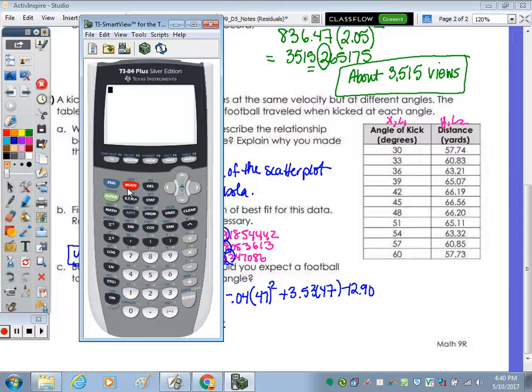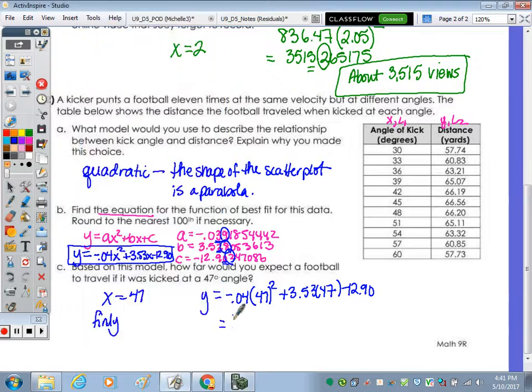So if we plug it in, negative 0.04 times 47 squared plus 3.53 times 47, and then minus 12.9. You get 64.65. And that's in terms of how far we are in yards.